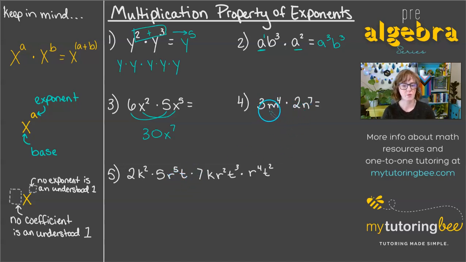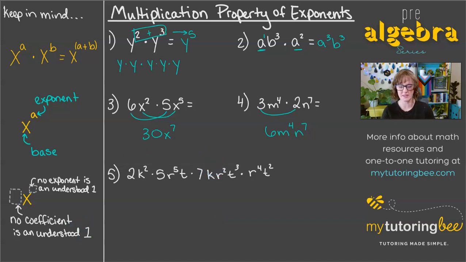All right, in number 4, we've got, again, coefficients and different variables. So let's go ahead and multiply together the two coefficients. 3 times 2 is 6. And then since our variables are different, we cannot combine them together. So we're just going to put everything together, m to the 4th, n to the 7th, like that, all in a row. We're multiplying all of these together. When you don't see a symbol in between any of the variables or the coefficients, that always just means to multiply.